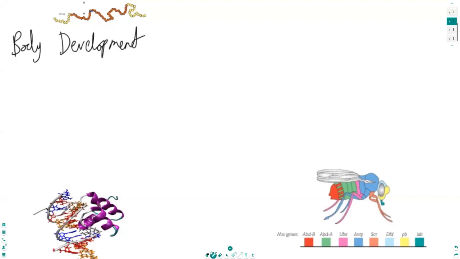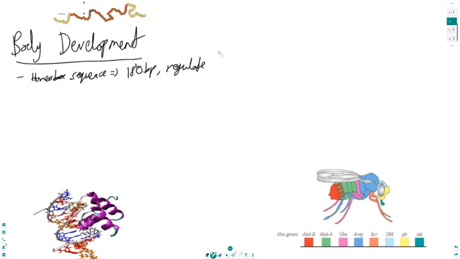So, body development. There are certain series of genes which control where the different parts of a body are, and how the body should build itself in an embryo. There are certain gene sequences that help do this. These are called homeobox genes, homeobox sequences. Homeobox sequences are usually 180 base pairs long, and these regulate anatomical development.